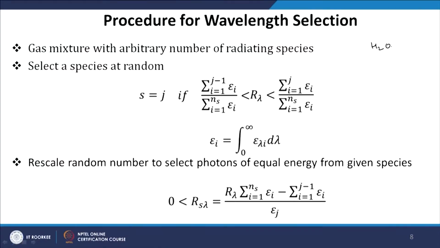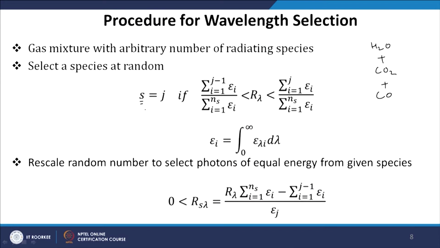Now, how do we do it? I will just quickly summarize, because the topic in itself is very complicated. How do we sample wavelength for a gas? The gas may be a single gas, let us say H2O, or it may be a mixture of gases, let us say H2O, CO2, maybe carbon monoxide and so on. So, the first thing that we need to do is find out which gas is going to emit radiation.